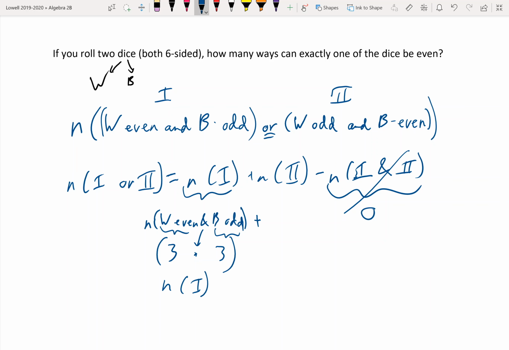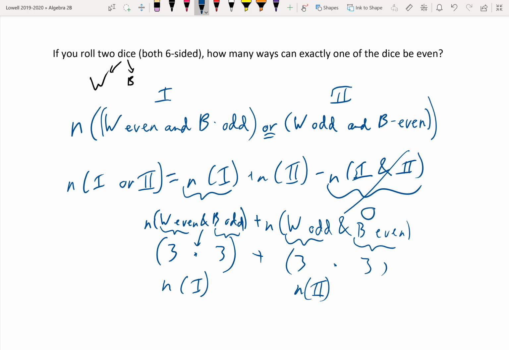Plus the other way, which is the number of ways to get an odd result on the white die and an even result on the black die, is pretty much the same thing, because the odd die is going to be 3 again, 1, 3, 5, and then 3 again, 2, 4, 6. And that's the number of ways to do thing number 2. And right here you'll see it's going to be 9 plus 9, which is 18, just like there was before.